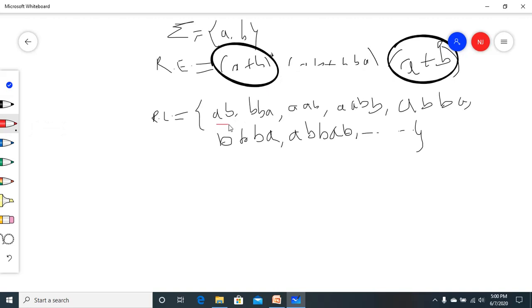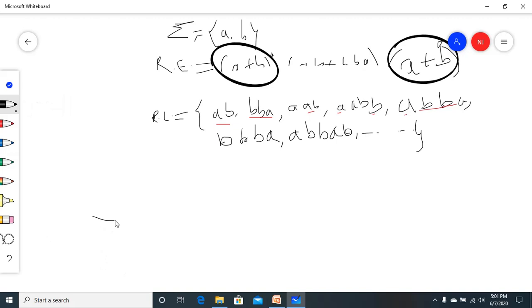Okay, means it consists of either AB or BBA, or it starts from A and contains AB, or it starts from A, ends with B, but it contains AB. Likewise, it starts from A but it contains BBA. Means each and every string contains AB or BBA. Doesn't matter the starting, doesn't matter the ending. But it contains AB or BBA. So such a kind of string is a part of our regular language. And we have to design the finite automata for the same. Means the string contains AB or BBA, and that string is recognized by our finite automata or not. So this design or this recognition we now have to show by using a transition diagram.